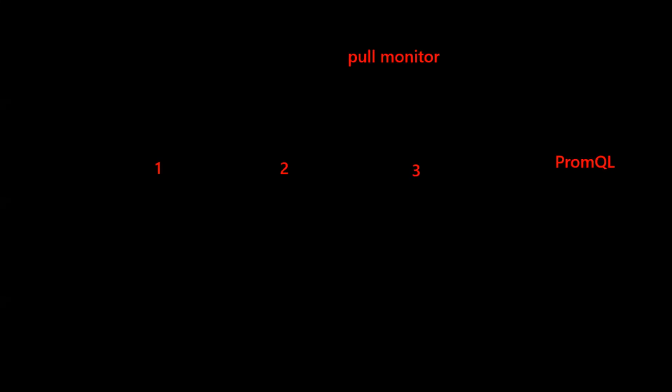Now that we understood the architecture, let me talk about this pull configuration in more detail. Suppose there is a server, a remote server. From this server, Prometheus has to pull the metrics. This is the Prometheus server, which has to pull the metrics from here.